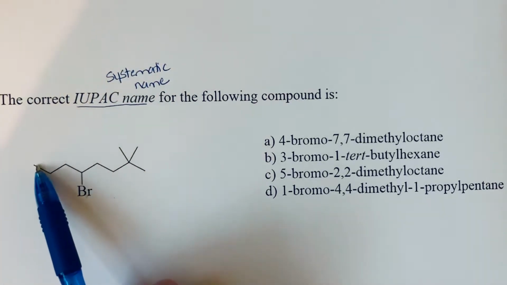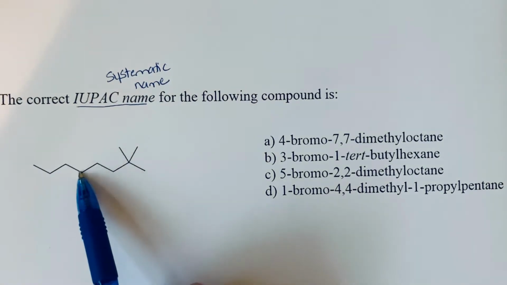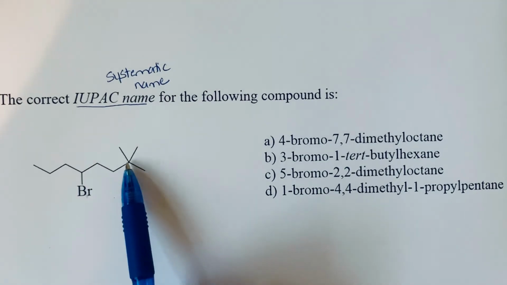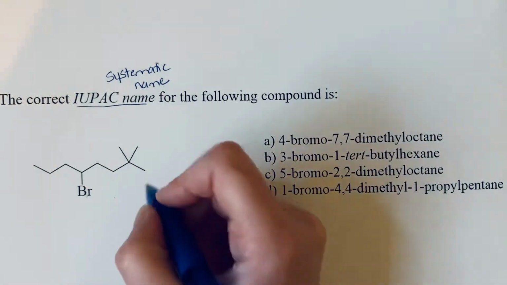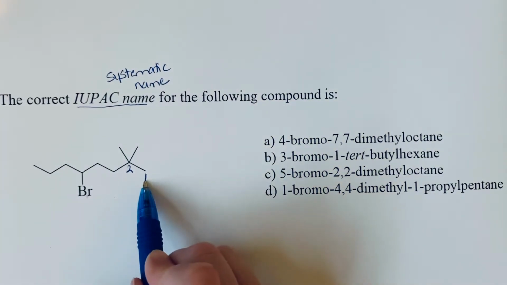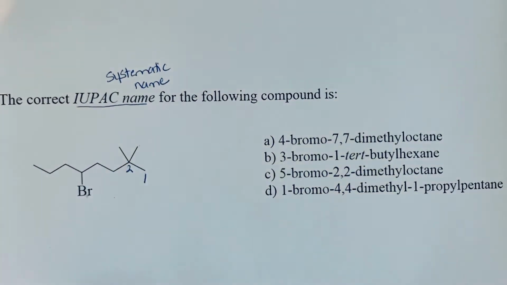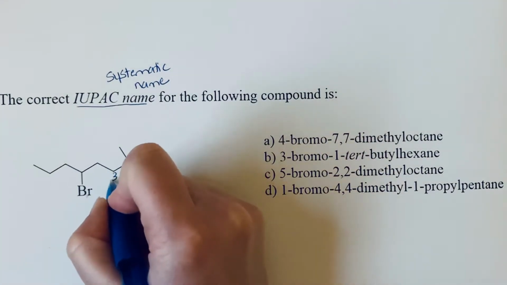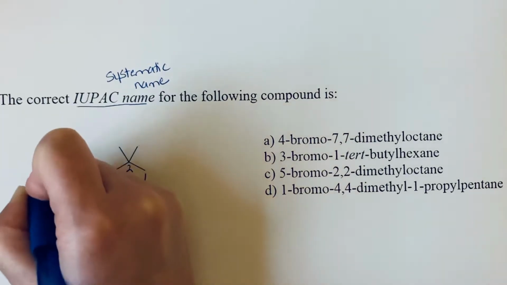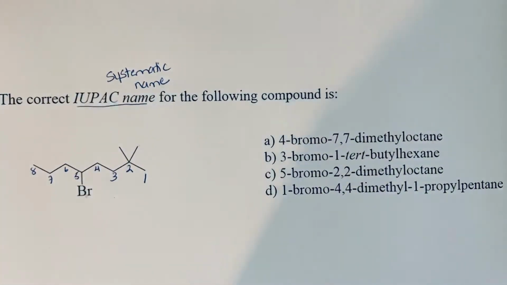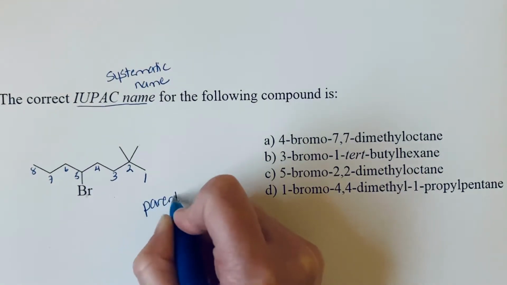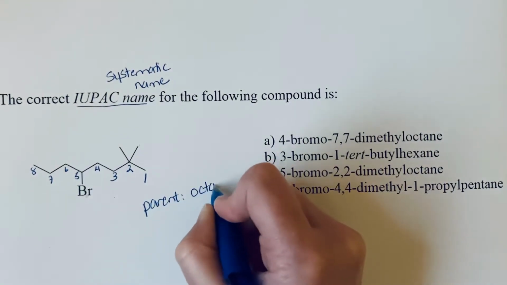So if I number from left to right, 1, 2, 3, 4 is where I hit the first substituent. If I number in the opposite direction, 1, 2 is where we hit the first substituent. So we're going to want to go this way. 1, 2. And again, if I had decided to start 1 here or here, it is exactly the same thing. 3, 4, 5, 6, 7, 8. So our parent chain has 8 carbon atoms. So that means our parent name is octane.